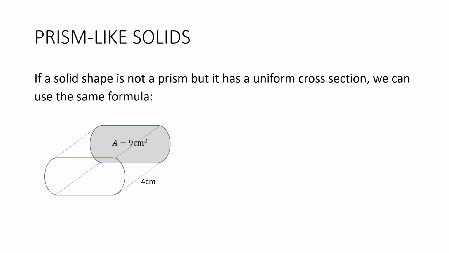Now if the solid shape is not a prism, but it has a uniform cross-section, like this one, we can still use the same formula. In this case we have a uniform cross-section, looks like an oblong shape, it goes all the way through. So the area of the base is 9 centimeters squared and the height is 4 centimeters. We just multiply those two numbers together. 9 fours are 36, so our volume is 36 centimeters cubed.